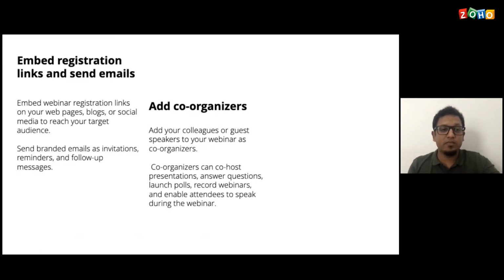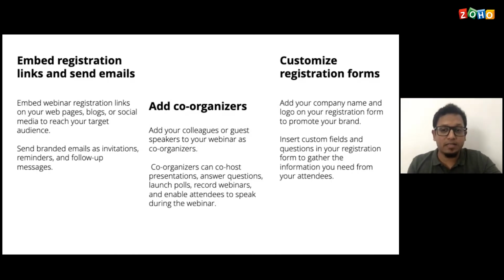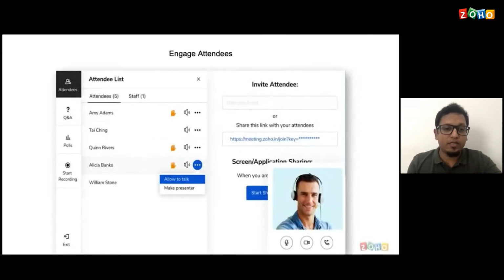And the second one is to embed your registration links, and you can send email to all the participants who are going to join the webinar. And the next one is to customize the registration forms. If you want to add your company logo and put in your own brand and everything, you can customize the registration forms. And once everything is done, then you can engage with the attendees.